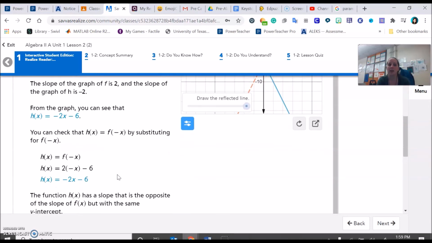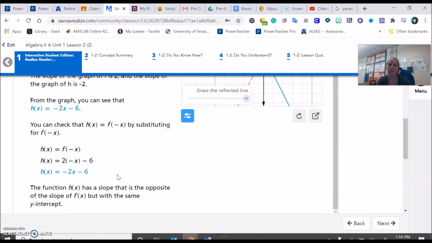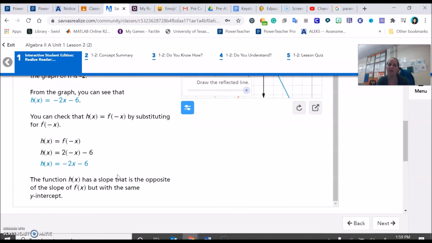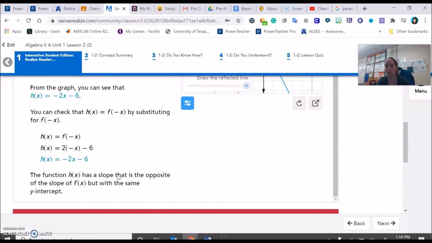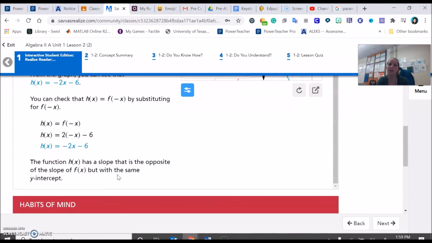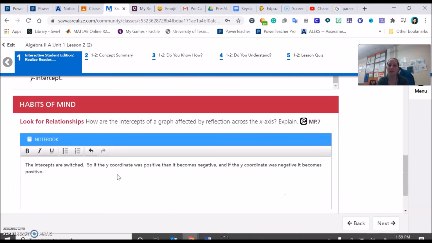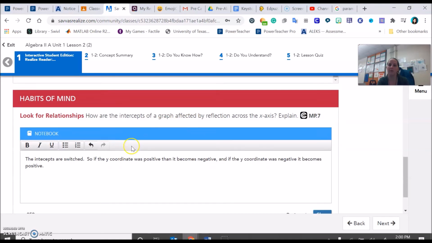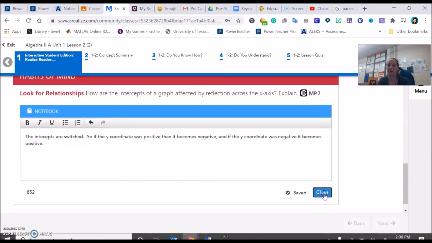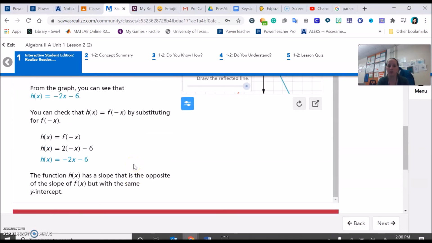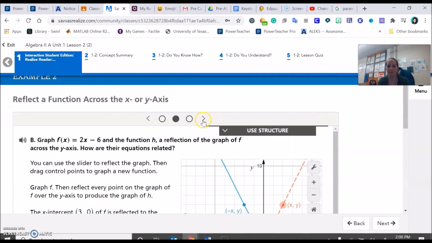So we can check that h(x) = f(-x) by substituting for f(-x). So h(x) = f(-x). h(x) = 2(-x) - 6. And h(x) does equal -2x - 6. So how are the intercepts of a graph affected by reflection across the x-axis? We did that one.